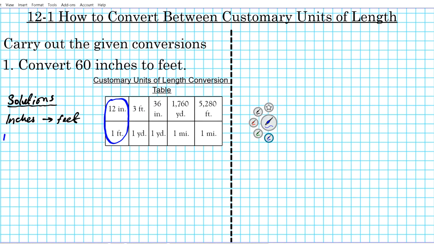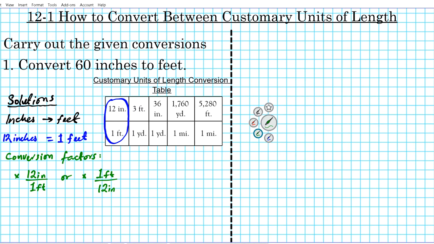Let's write it down. 12 inches is equal to 1 foot. With this equation, we can generate our set of conversion factors to carry out the conversion. The conversion factors are the numbers that you multiply the given number by to carry out the desired conversion. When dealing with inches to feet, we can either multiply by 12 inches per foot, or we can multiply by 1 foot per 12 inches. One of these two will help us achieve our desired conversion.